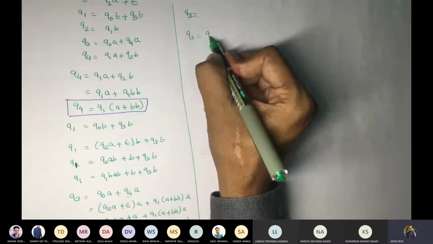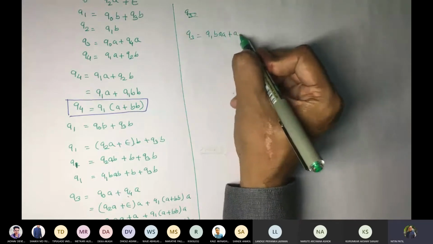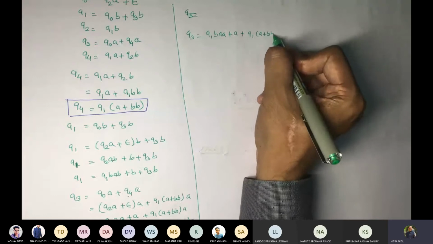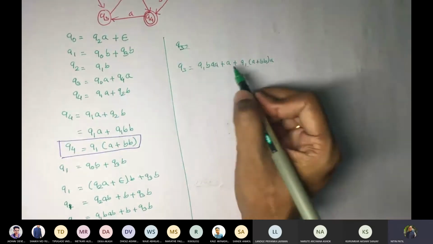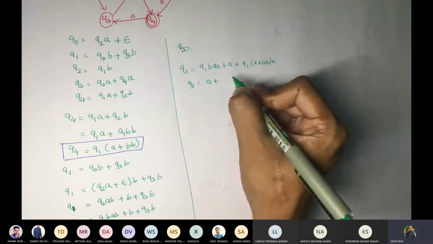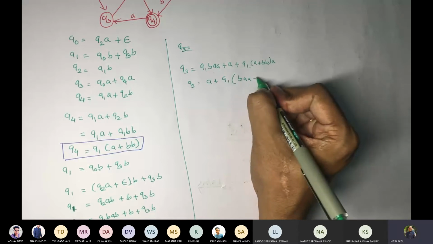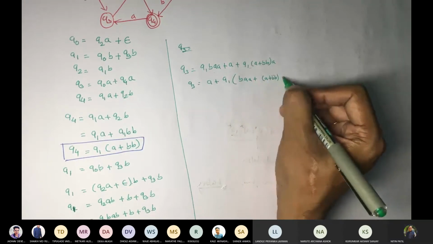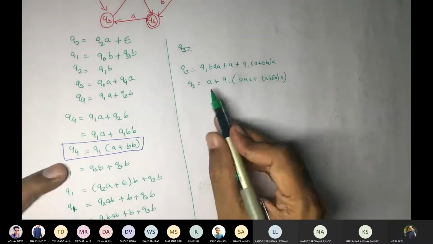Q3 is equal to Q1 BAA plus A plus Q1 A plus BB. Now one can see that we can take common Q1. So this would be Q3 is equal to A plus Q1 bracket BAA plus A plus BBA bracket. Correct. So we got now Q3.